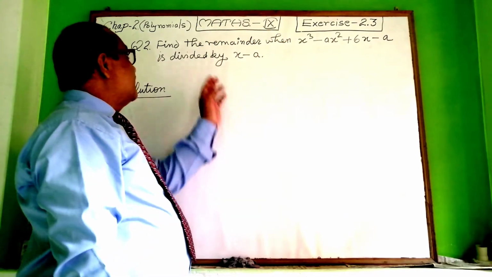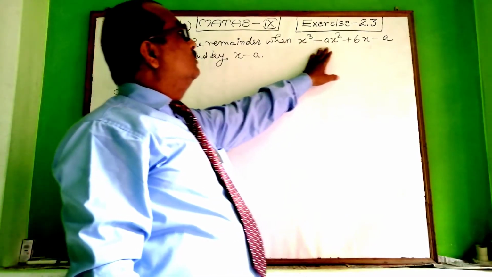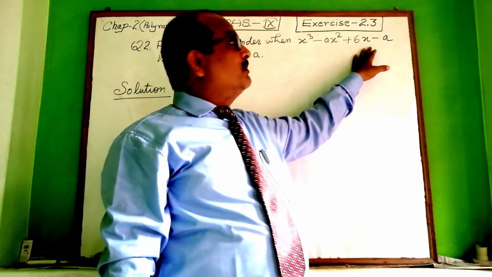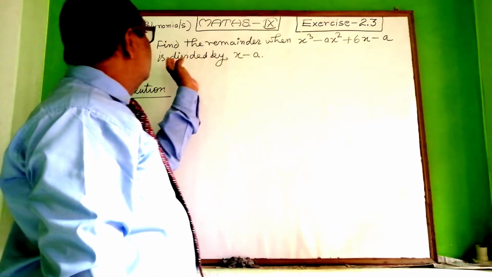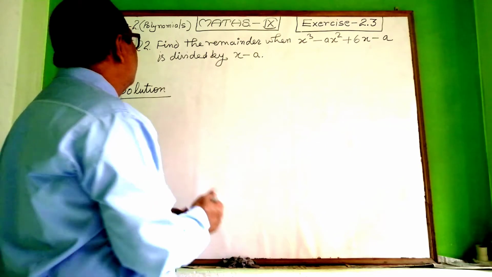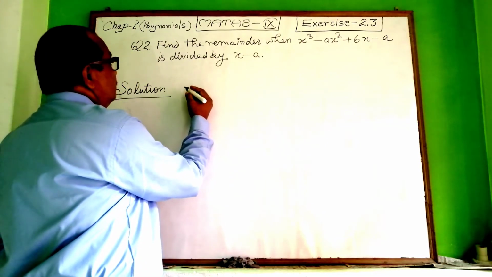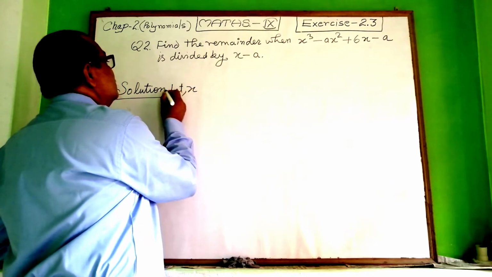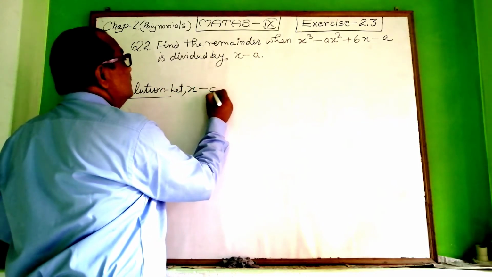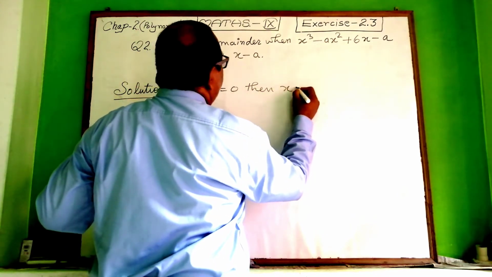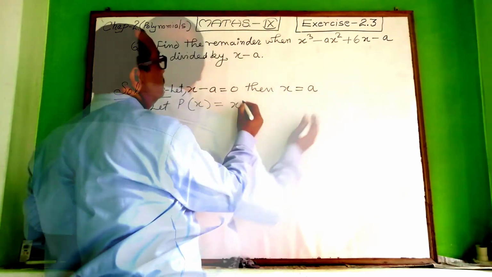Question number 2: find the remainder when x cube minus ax square plus 6x minus a is divided by x minus a. Same method we will apply here using the remainder theorem. Let x minus a be equal to 0, then the value of x will be a.